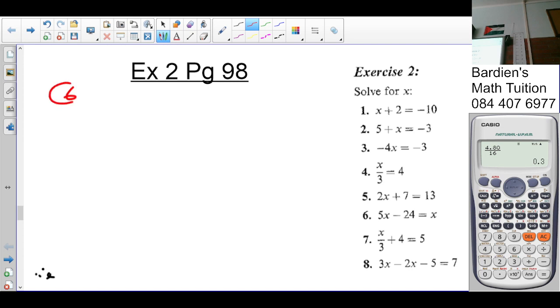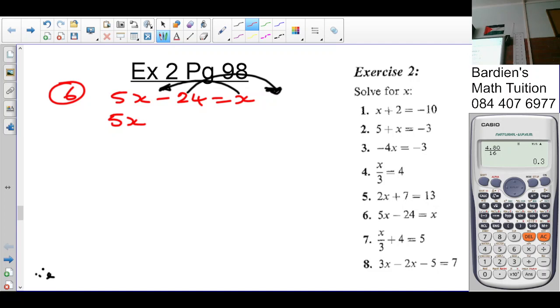Number 6. Mika, what's your answer to number 6? 5x? No. So what's the first thing we need to do, Michael? x on one side, numbers on the other side. So you see we need to bring this x over the equal sign, and the number on that side. Okay, so go for it. What do I write? 5x.